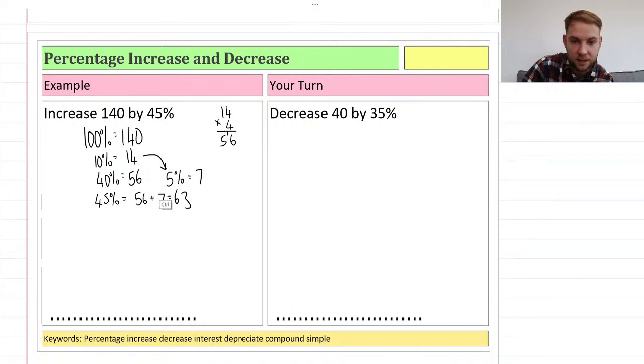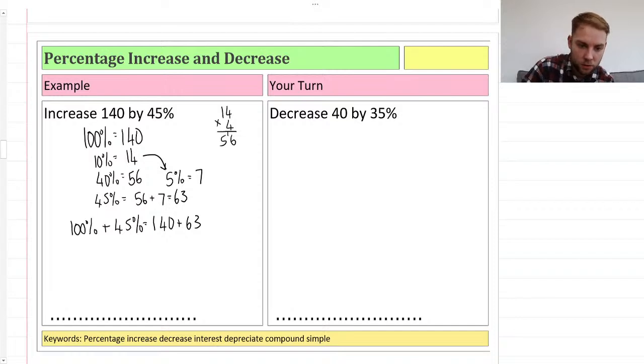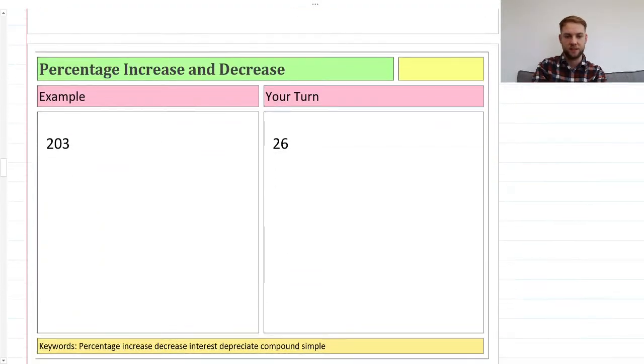And then if I want to increase this by 45%, it's going to be 100% plus 45%, which is going to be 140 plus the 63, which is equal to 145% is equal to 203. Brilliant. I'm just going to show you the answer to the next one, which was 26.